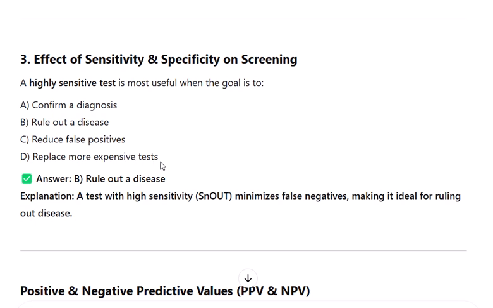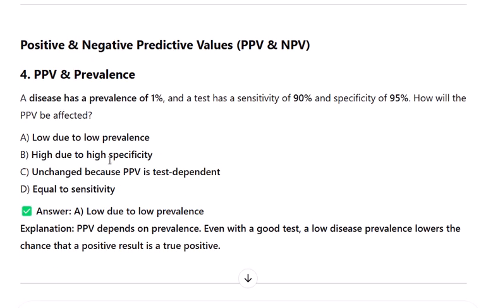Positive and negative predictive values, PPV and NPV. 4. PPV and prevalence. A disease has a prevalence of 1%, and a test has a sensitivity of 90% and specificity of 95%. How will the PPV be affected? A, low due to low prevalence. B, high due to high specificity. C, unchanged because PPV is test dependent. D, equal to sensitivity. Answer, low due to low prevalence.